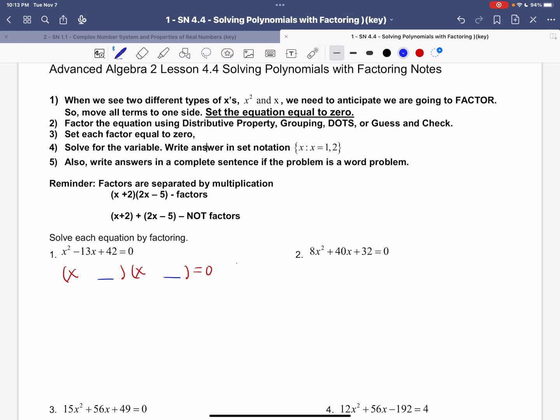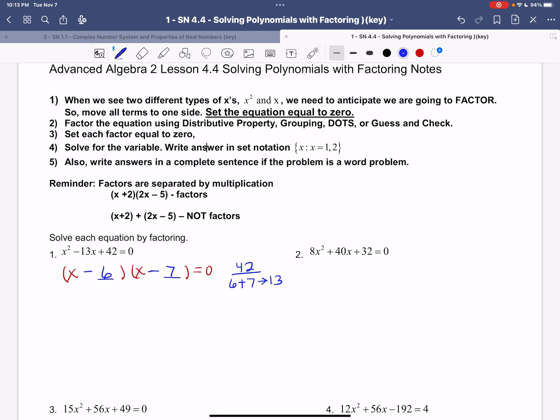So we're going to come over and look at our factors of 42. And it turns out the set of factors that adds up to 13 is 6 and 7. So we know we're going to use 6 and 7. Now 6 and 7 by themselves add up to 13, but I need them to add up to negative 13. So I'm going to make both of them negative.